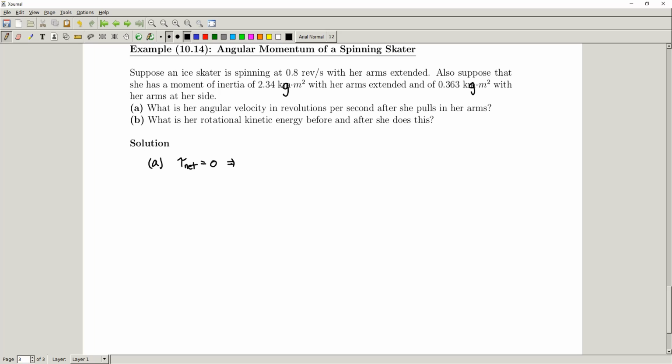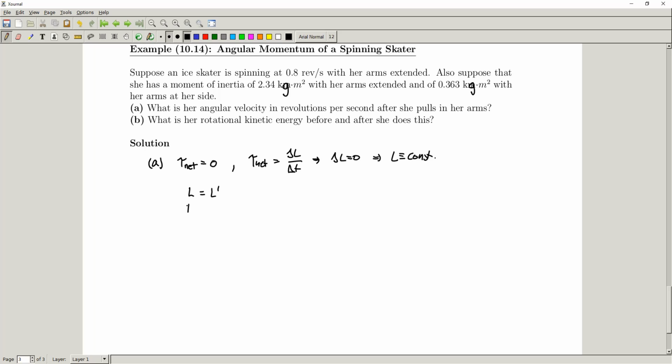But we just talked about that because, well, maybe I'll write it here. We know that tau net is equal to delta L over delta t, and this means that delta L must be equal to 0, right? Because tau net is equal to 0. And so if that's the case, then this means that L has to be a constant, right? L cannot be changing. And so if L is constant, then we can write down that L is going to be equal to L prime, where L is our initial angular momentum, and L prime is our final angular momentum.